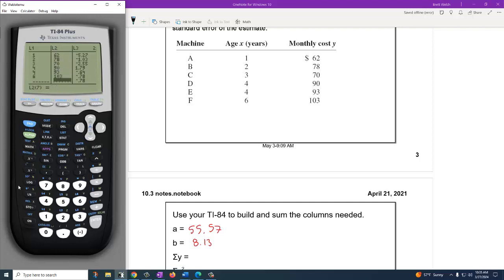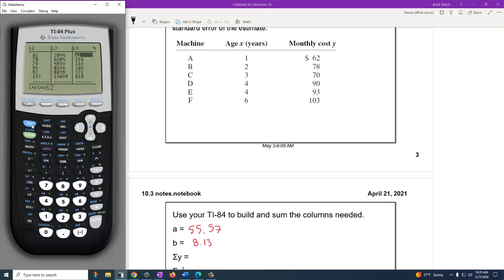Now over here, in L3, I need y squared, so I'm going to take L2 and square it. Those are my y squareds. I also need x times y, so in L4, I'm going to do L1 times L2. I don't want to use L3, just L1 times L2. So now these are useful numbers.